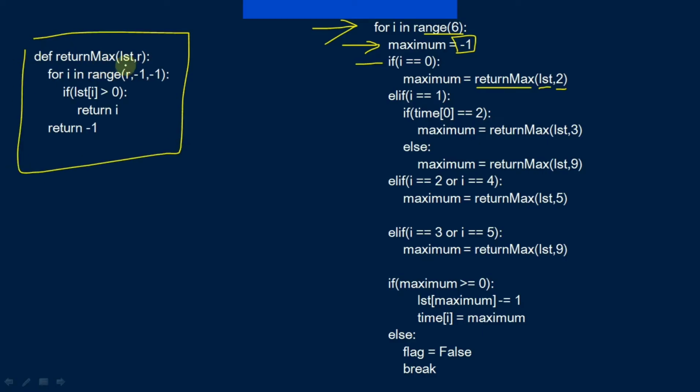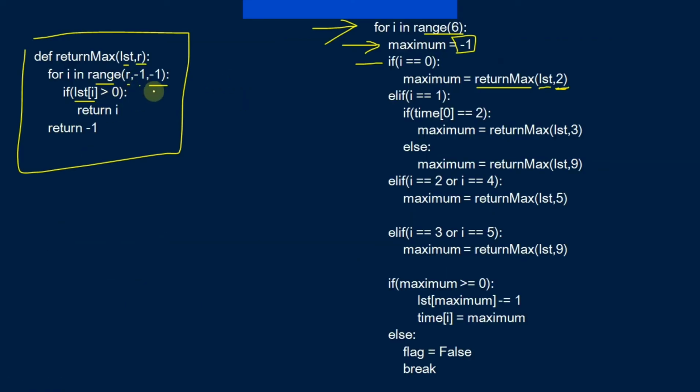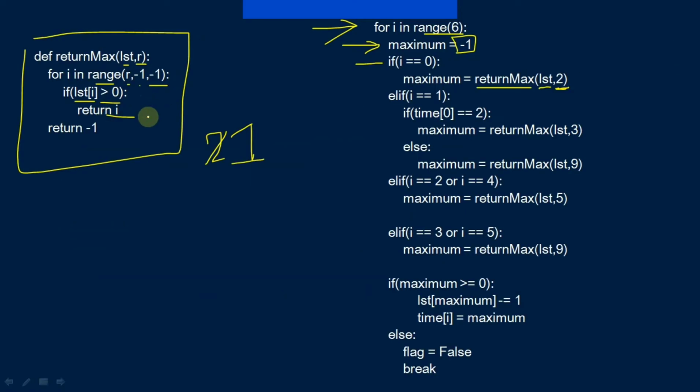It is taking LST and R is the range, so initially it is 2. For I in range 2 comma minus 1 comma minus 1, so it will go from 2 to 0, and in every iteration it will decrement by 1. So if LST of I greater than 0, I value is initially 2, so we check if LST of 2 is greater than 0. The condition is false, so it will go again, and the I value will decrement by 1. So initially it was 2, it will become 1. Again it will check if LST of 1 is greater than 0. LST of 1 is greater than 0, the condition is true, so it will return I. The I value is 1, so it will return 1. So maximum will hold 1 here.